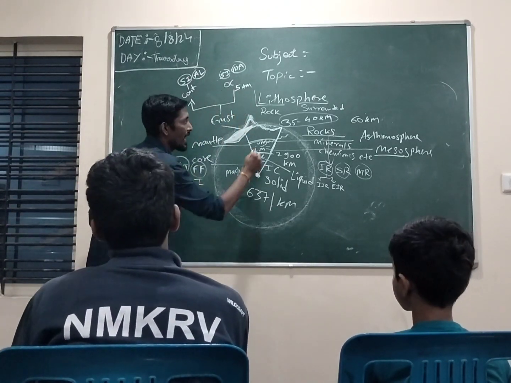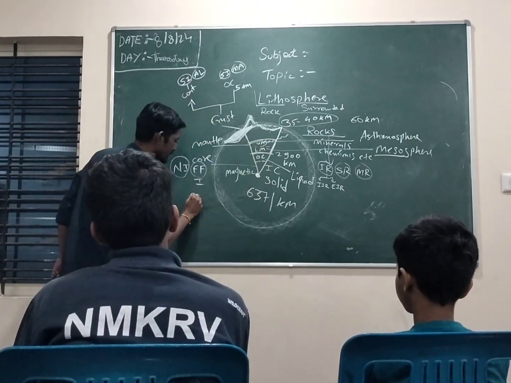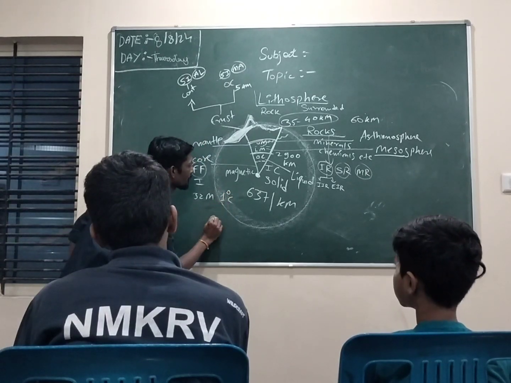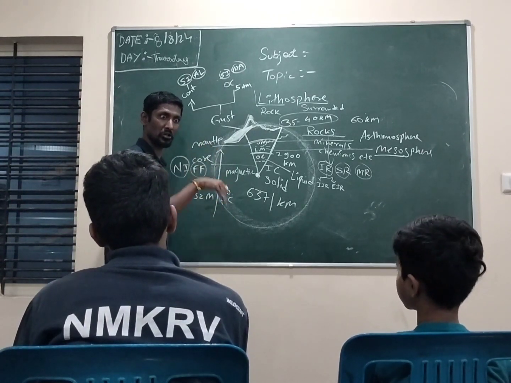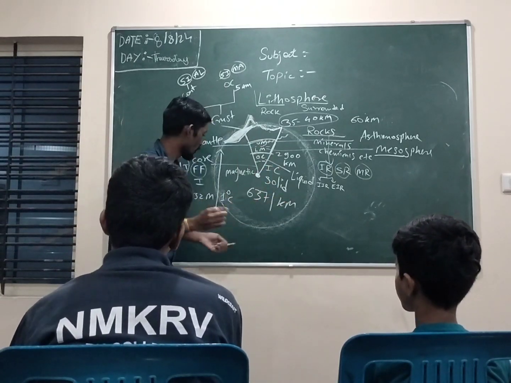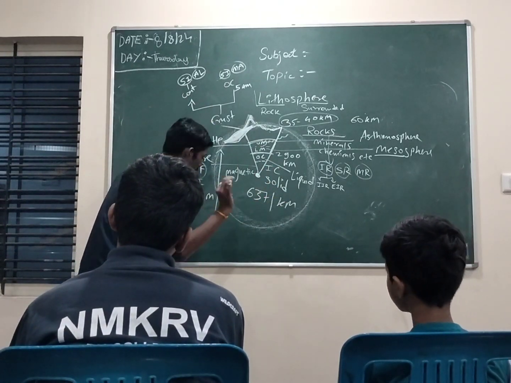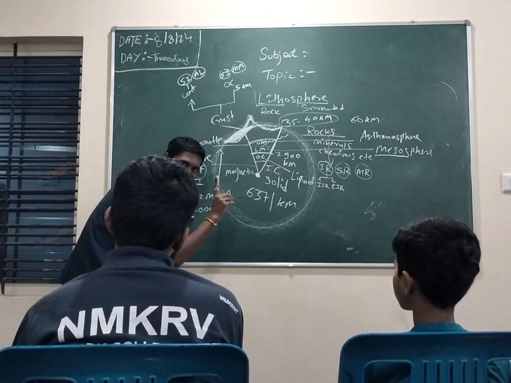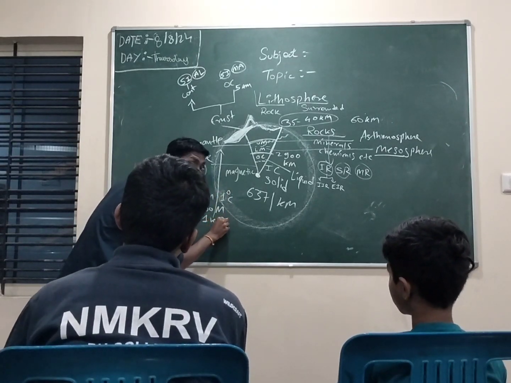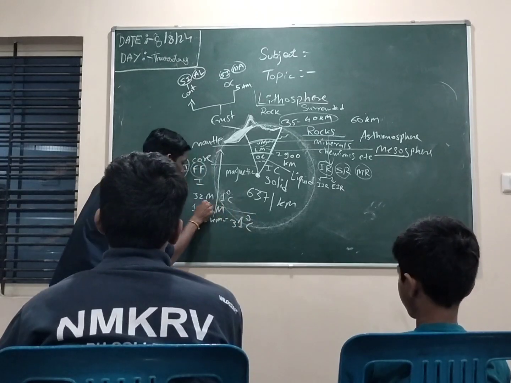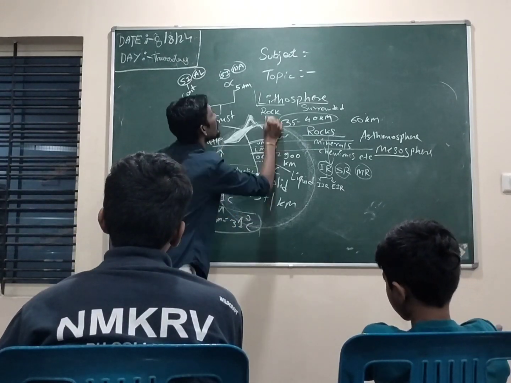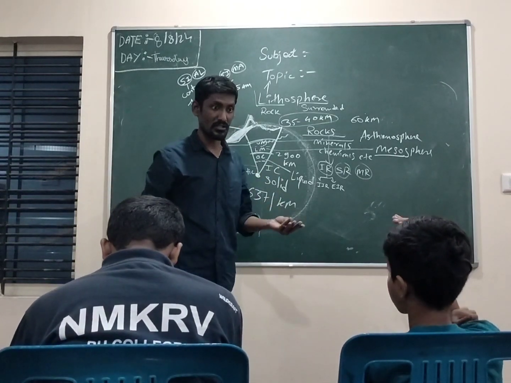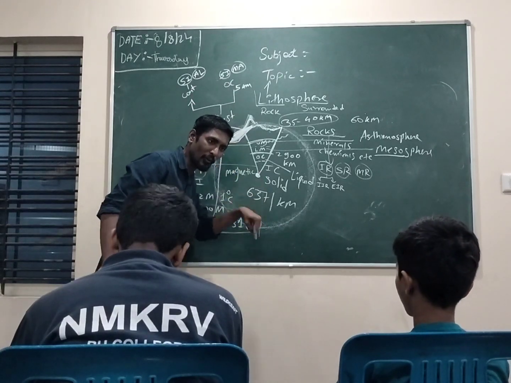One more thing, temperature. As you go down inside, temperature increases. If you go down 32 meters, the temperature increases by 1 degree Celsius. Inside here, there is huge temperature. So calculate, if you go down 1000 meters, which means 1 kilometer, your temperature rises by almost 31 degrees Celsius.